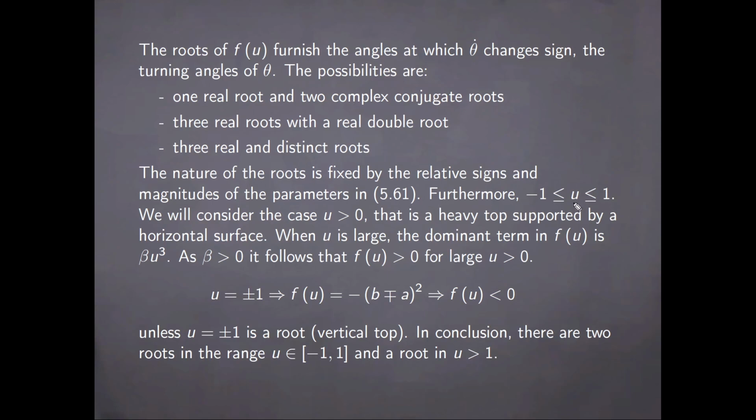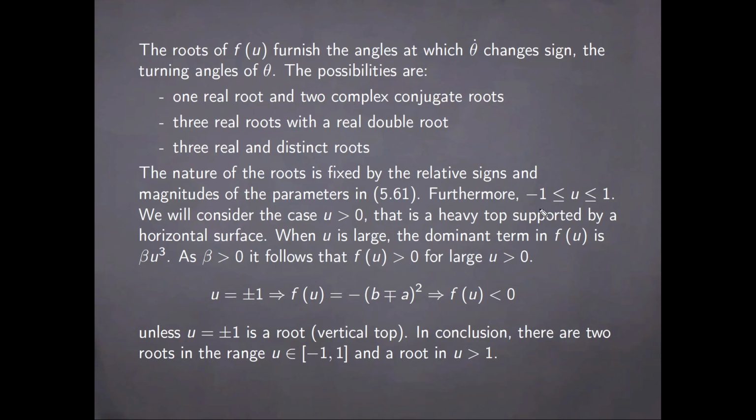Furthermore, notice that the variable u is bounded between the values -1 and +1. We are interested in the case where u is positive, so that is a heavy top supported by a horizontal surface. When u is large, the dominant term in f of u is the cubic one. So as we are interested in the case where beta is positive, it follows that this expression will always be positive for large positive values of u.